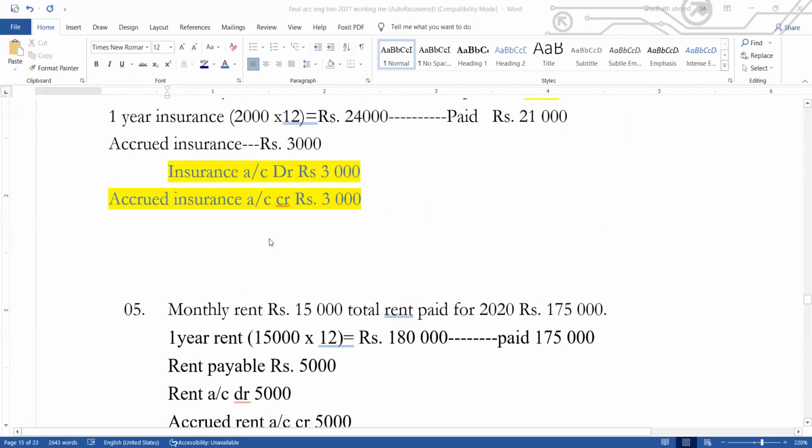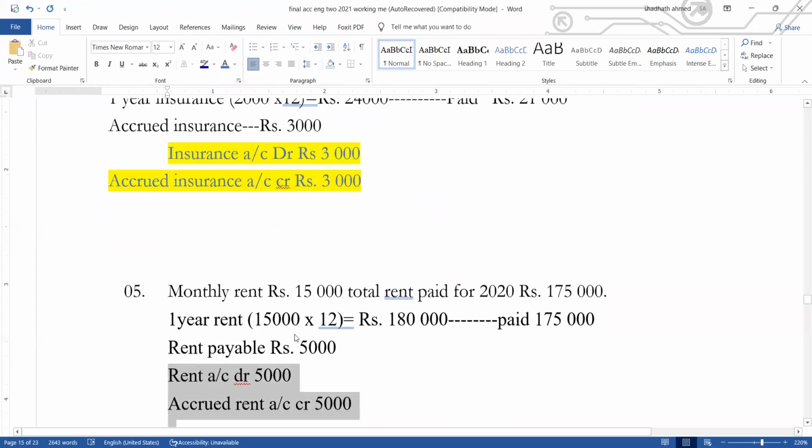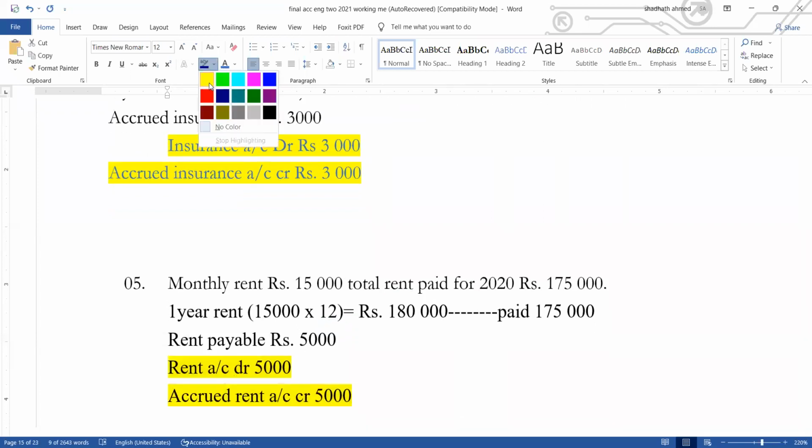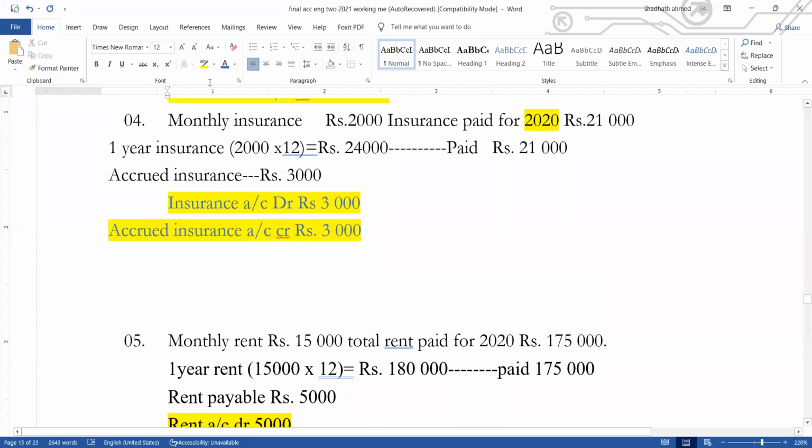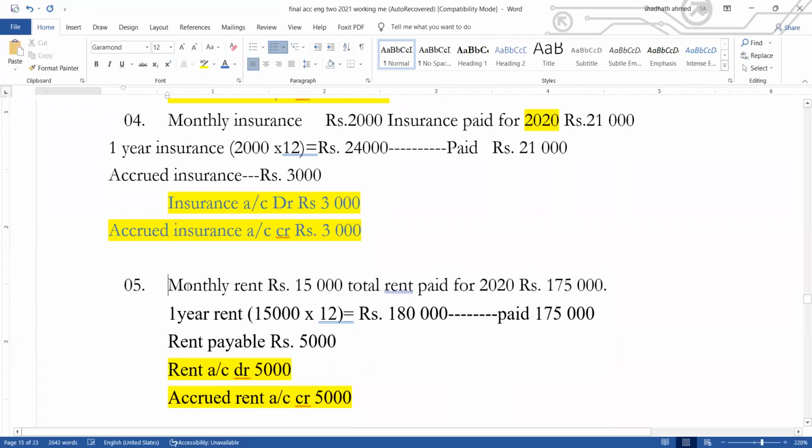Riham, can you see the fourth answer also? Zamina, can you see the fourth one? Yes, sir. Any doubt? Anyone have doubt? Please ask.